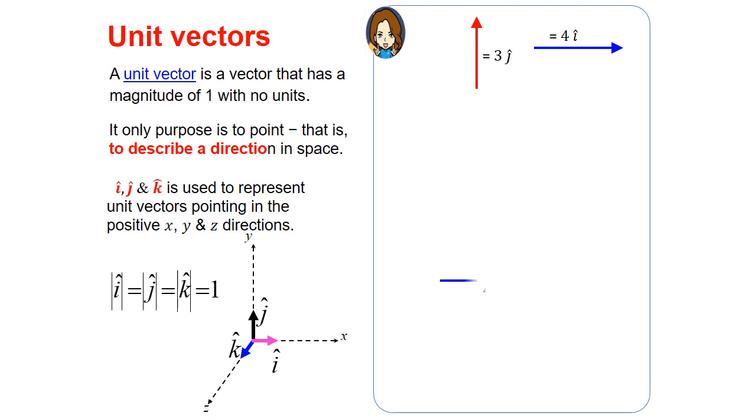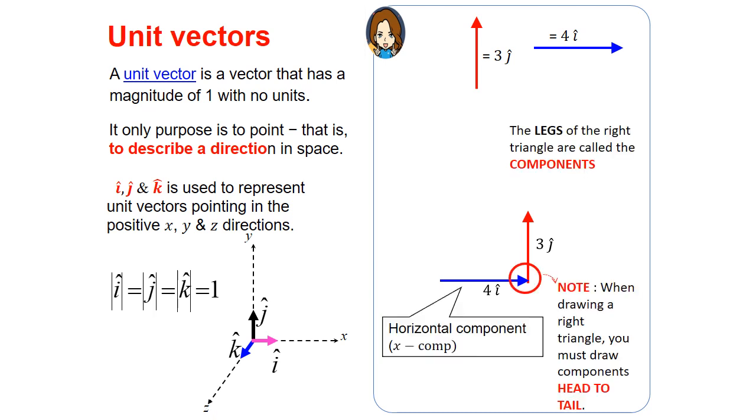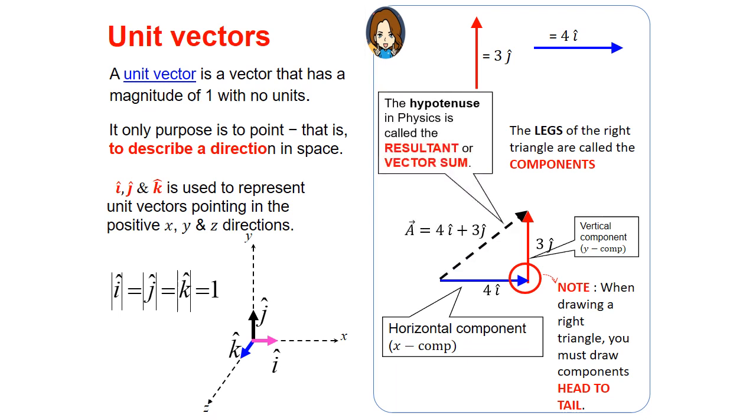Okay, for example, so we have 4i and 3j. As I mentioned before, 4i is the x component, 3j is the y component. So 4i and 3j, this vector we can add using the head to tail method. The hypotenuse is called the resultant of the vector, or vector sum.